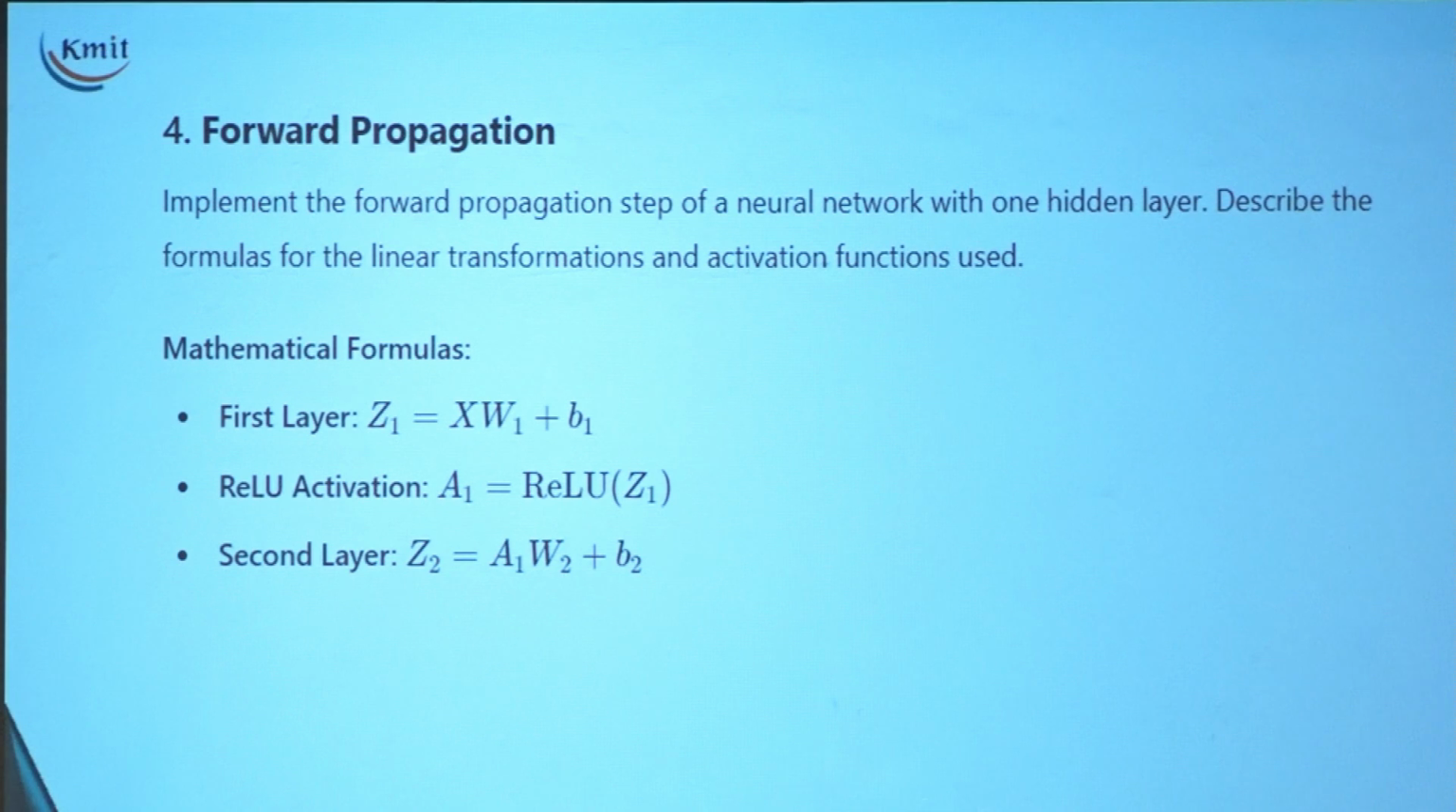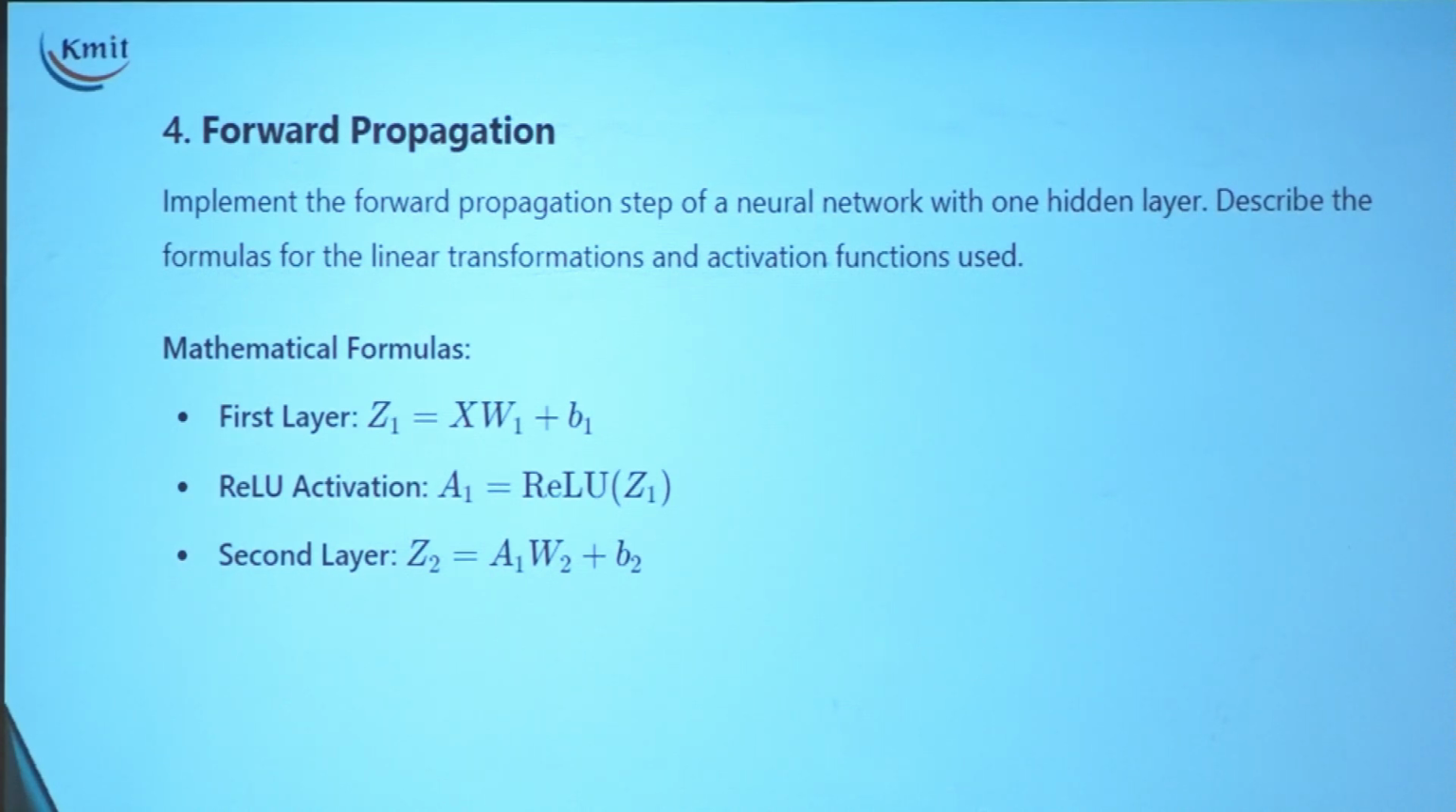Okay. Now, what is A1? After I take this transfer function Z1, I apply my activation function to that, which is called A1. So, A1 is ReLU of Z1. Next, what is Z2? Z2 is hidden to output. So, hidden is A1. A1 into W2 plus B2. So, this is the theoretical part of how we do forward propagation.